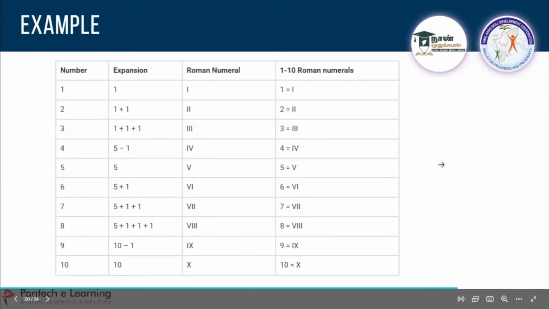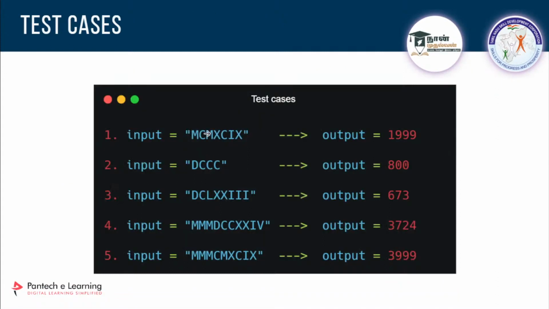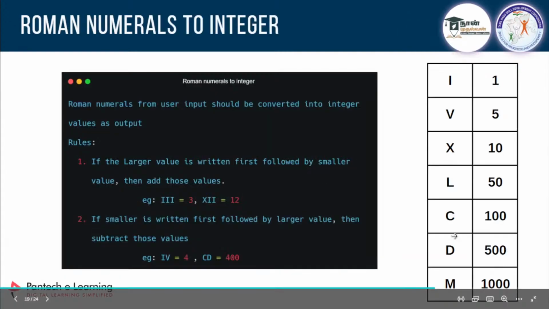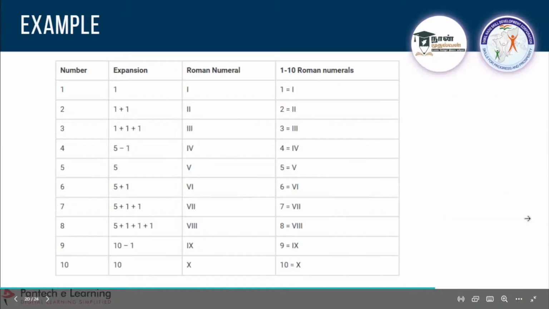But see here, after that, we again have M, CM. So it is like largest value, smallest value, and then largest value. So if it is CM, then what you can do is subtract. So the total will be 1900. This will be 1000, which is the starting M, and then CM, which will be 900, so the output will be 1900 now.